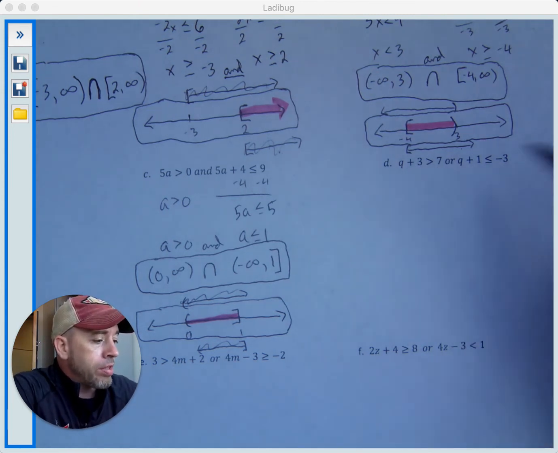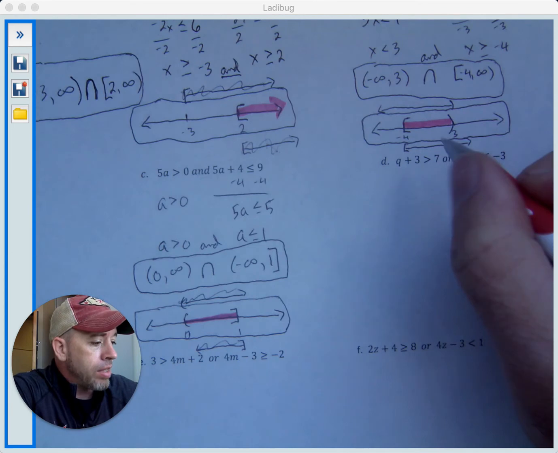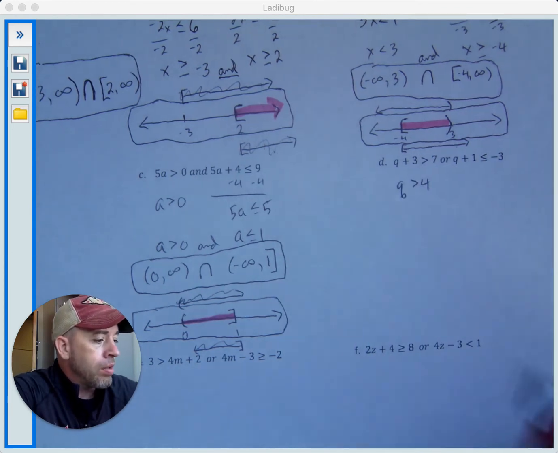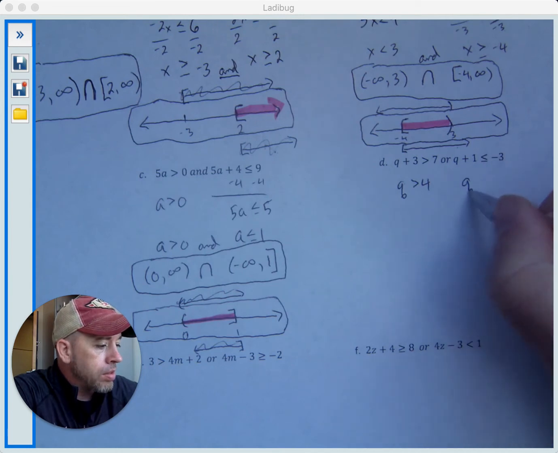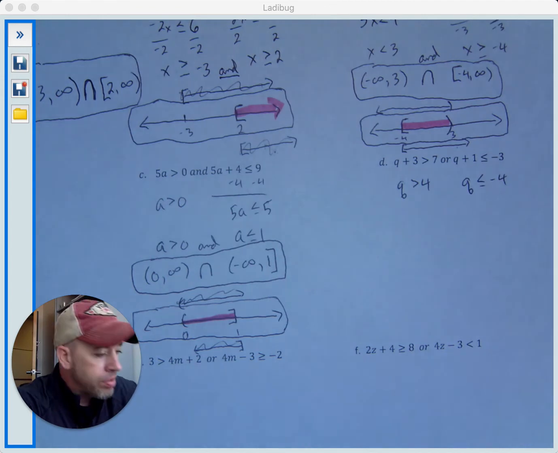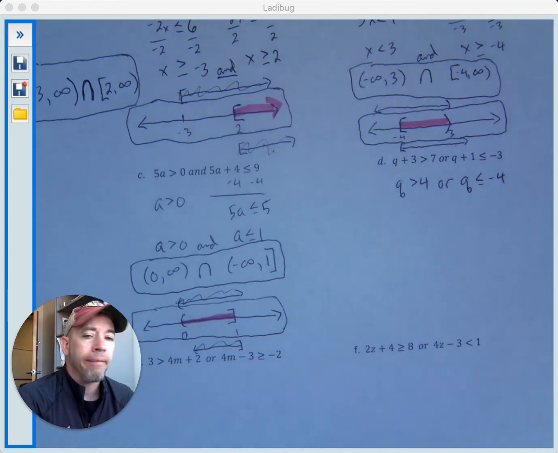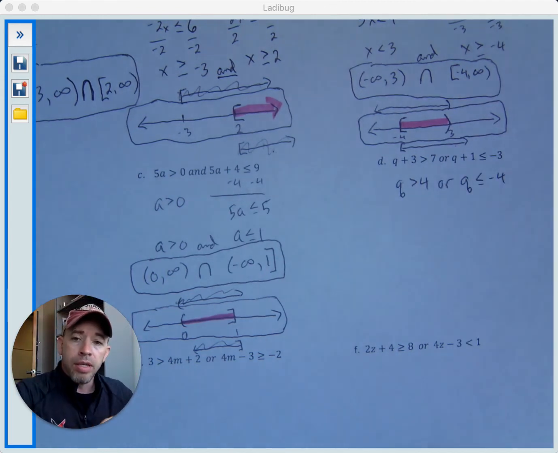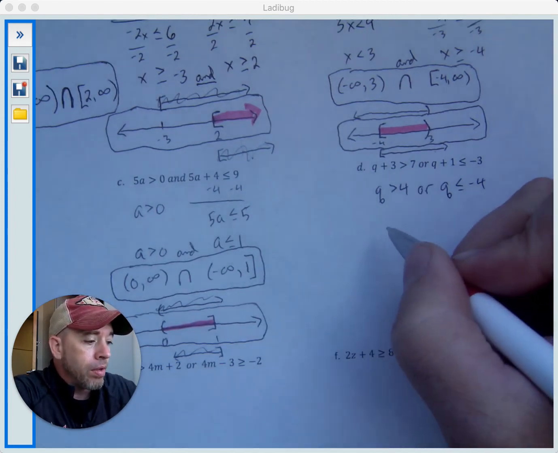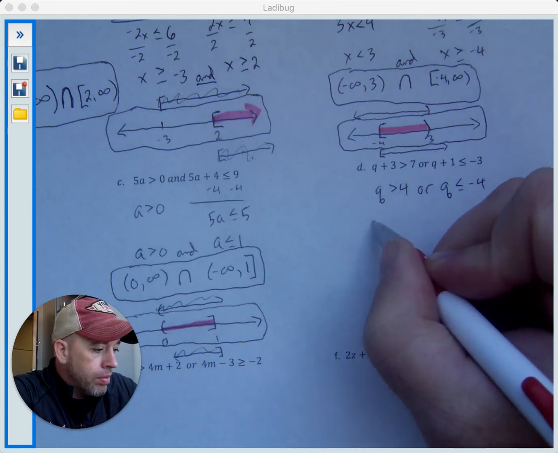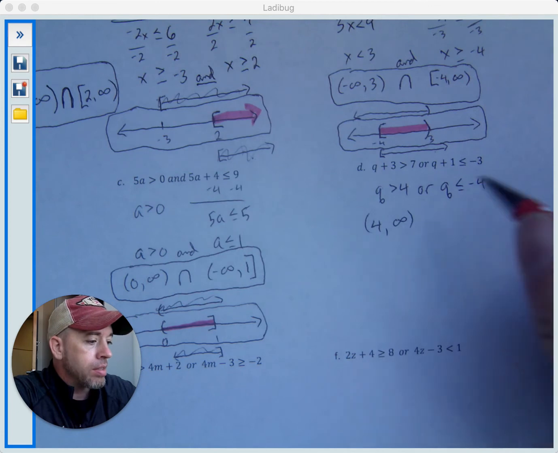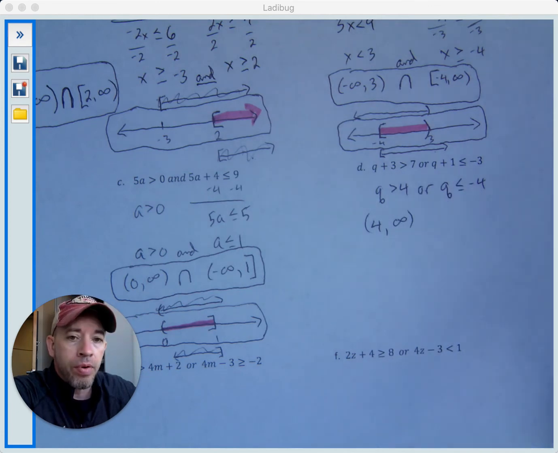So let's solve both sides just like we did before. We subtract 3, we get q is greater than 4, right? Here we subtract 1, we get q is less than or equal to negative 4. Alright, and we have this word or. Okay? So let's write the interval notation. Q is greater than 4. That means everything bigger than 4. So at 4 comma infinity. And I use parentheses because there's no equal to bar with a 4, right?